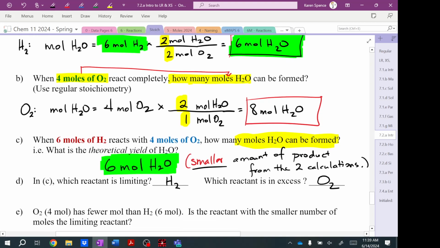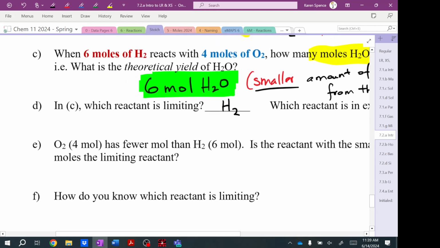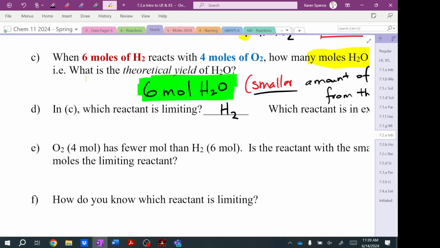Now, this is just so you don't get confused. There's no actual point to this question. I would not ask you this on a test, okay? But sometimes people think, I have only 4 moles of O2, and 6 moles of H2, therefore O2 must be the limiting reactant because I have a smaller amount. And that is wrong. Okay?